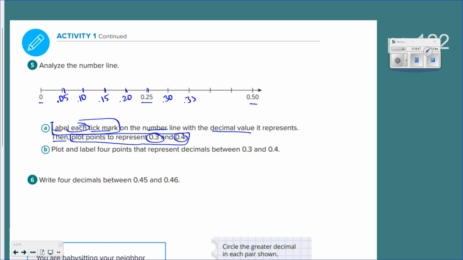And then it asks us to plot our points for 3/10 to 5/10. Meaning, I'm going to put a dot here, and a dot here. I've now plotted those 2 points. Everybody okay with that? Okay. Now I need to plot and label 4 points to represent decimals between 3/10 and 4/10. So I'm doing 4 different points. So where could I start? To be between 3/10 and 4/10.